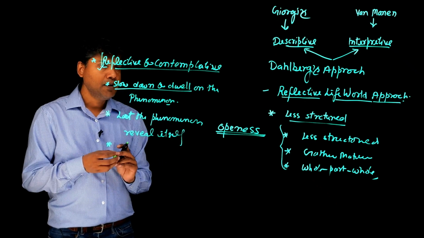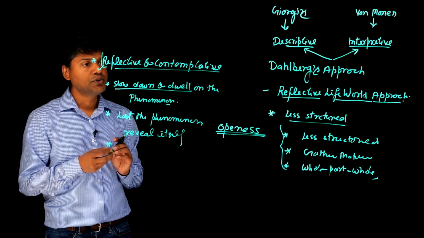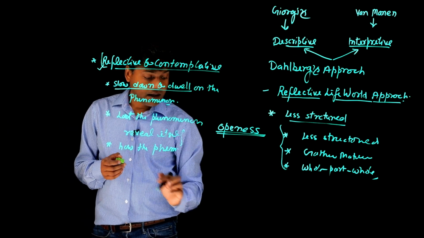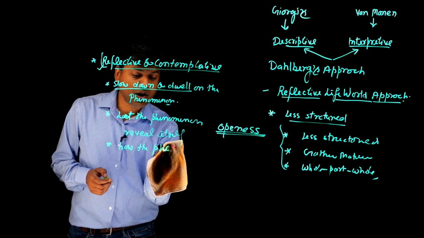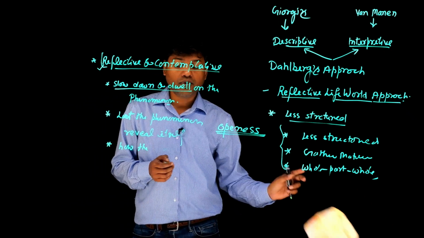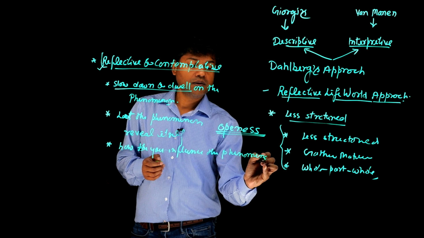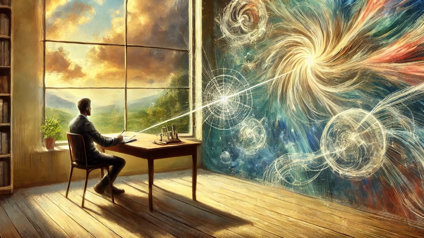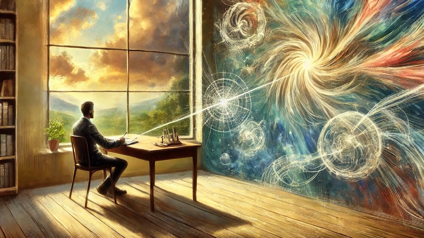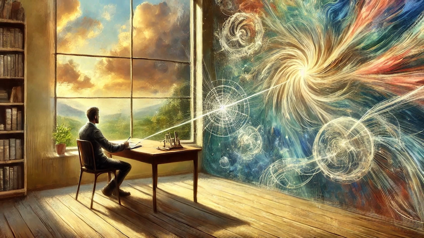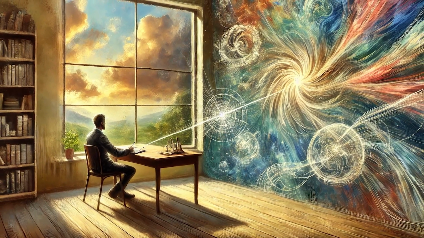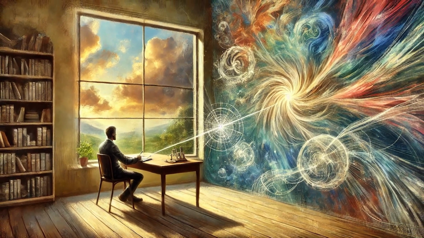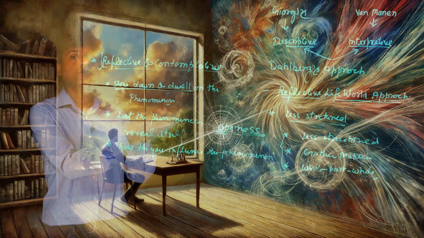When you slow down, become more contemplative, and immerse yourself in the phenomenon, it also helps you understand how you influence the phenomenon and how the phenomenon influences you. And this is a very important point too. As a researcher, when we engage, when we dwell, when we reflect, when we contemplate, we are constantly interacting with the phenomenon. In that process, we are being influenced by the phenomenon, and the phenomenon also influences us.